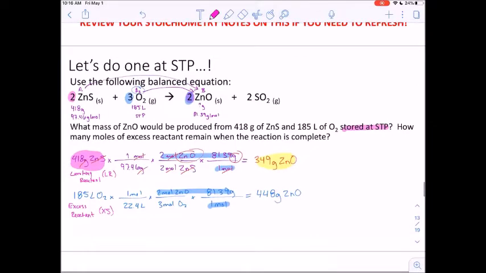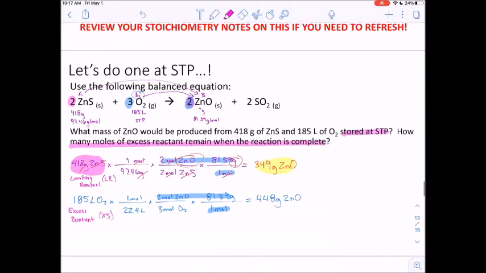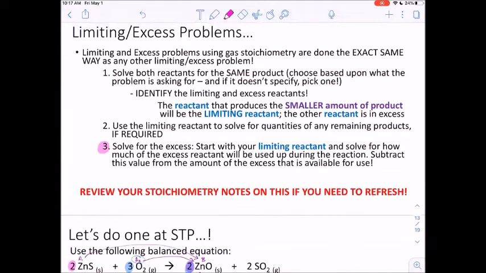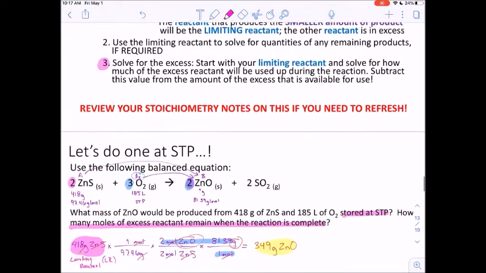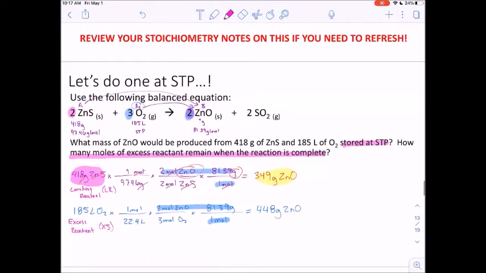So now that I've analyzed these, I figured out which one's my limiting reactant, and I figured out which one's my excess. I'm going to do the second part of this problem, which asks me how many moles of my excess remain when the reaction is complete. To figure that out, I need to figure out how much of the excess is going to be left over and then convert that into moles. So if we go back to our steps up here, to solve for the excess, I start with the limiting reactant and solve for how much of the excess reactant we're going to need to use during the reaction. So I'm once again going to be starting this problem with my limiting reactant.